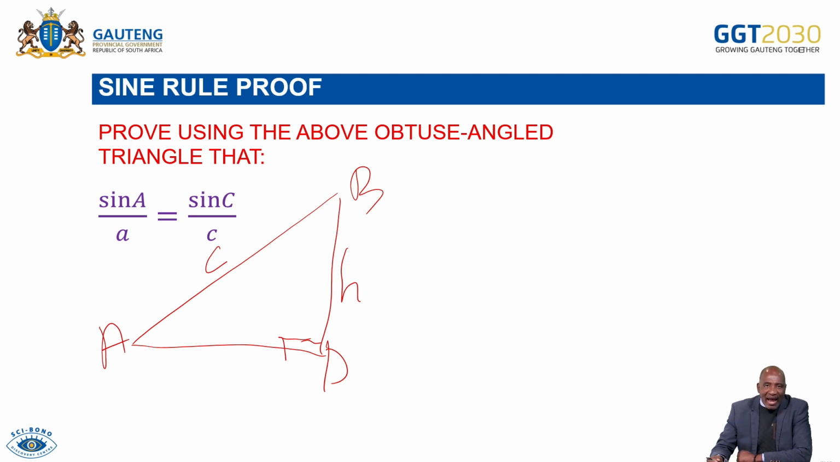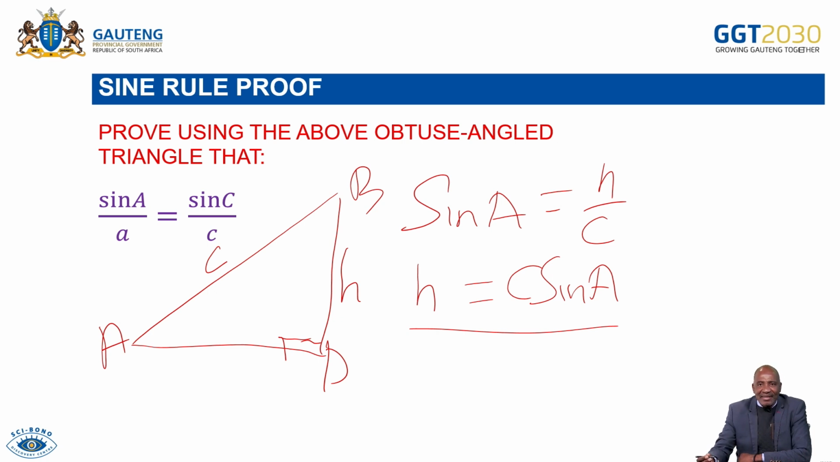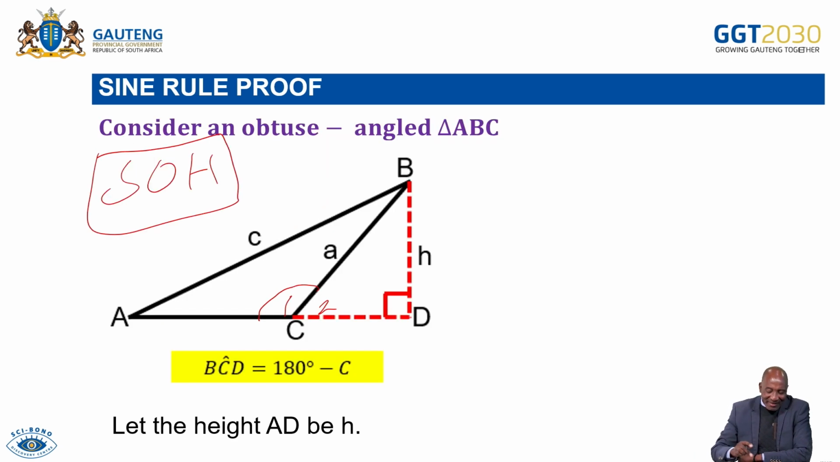Then we are going to apply our ratios and say sine of A is equal to the opposite side, which is h, divided by c, the hypotenuse. Then we make h the subject of the formula again. This time it implies that h is equal to c sine A. Done. That's your first part. That's your first diagram. Then for the second diagram, now we must be very, very careful. Your second diagram is this small triangle BCD.